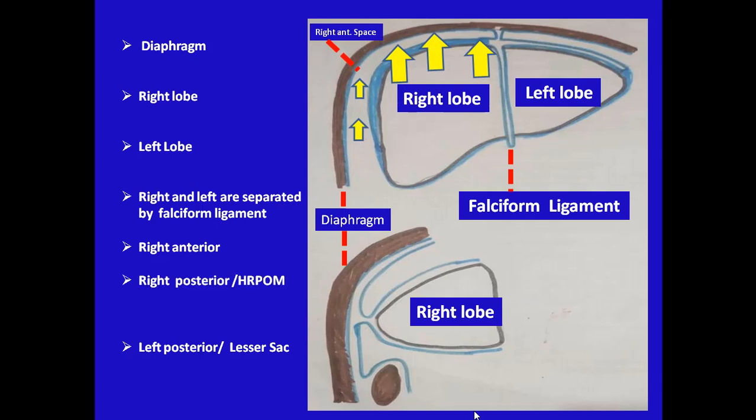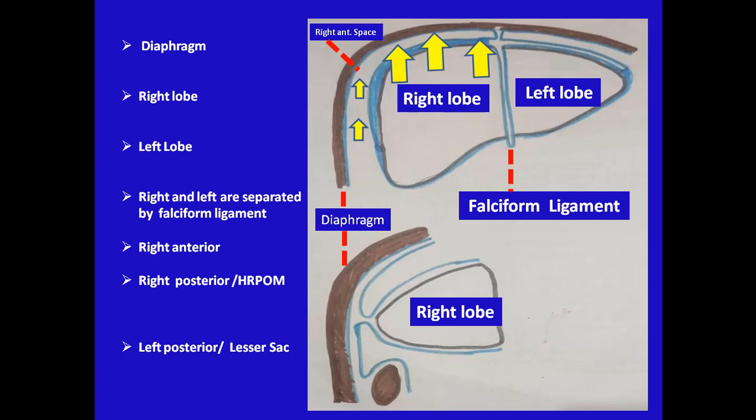To understand the boundaries of the right anterior peritoneal space, put your left hand between the posteriorly placed liver and the anteriorly placed anterior abdominal wall. These five arrows represent the digits of the hand. The tips of the fingers touch the superior or anterior layer of the coronary ligament. The thumb is separated from the left lobe of the liver by the falciform ligament.